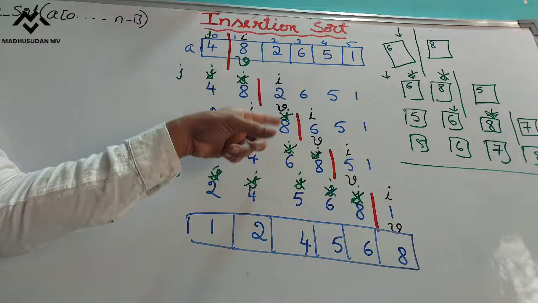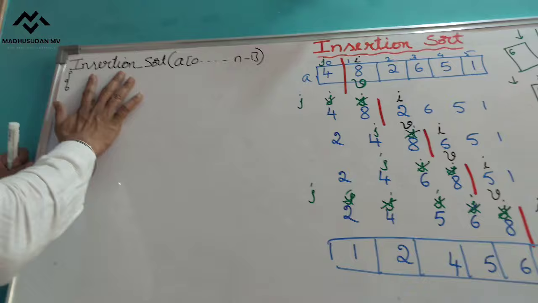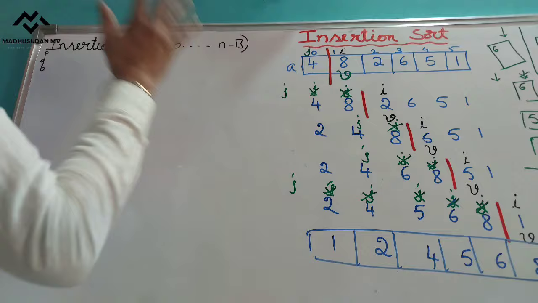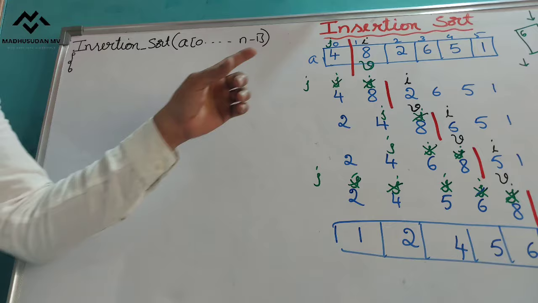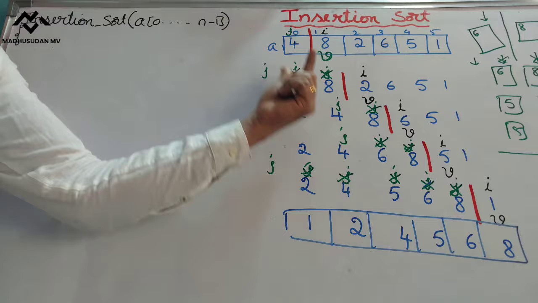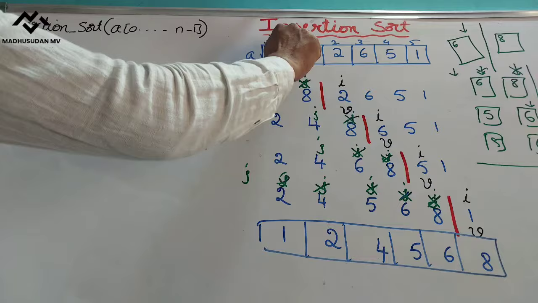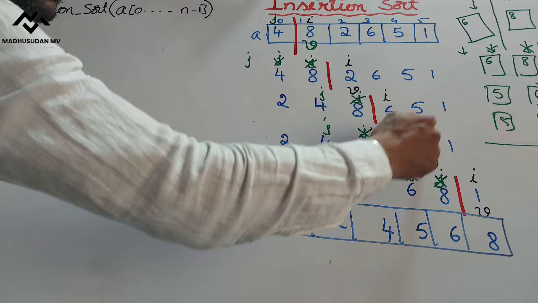That's it. Now, the name I have given for this is insertion sort. The input is the array to be sorted, that is A of 0 to n minus 1 in general. Here, whatever we did, we repeated: taking the ith element, and next comparing, comparison also we repeated. I considered this as an ith element, next I considered this element as an ith element, and so on. Like that, selecting the ith element is what I'm repeating.